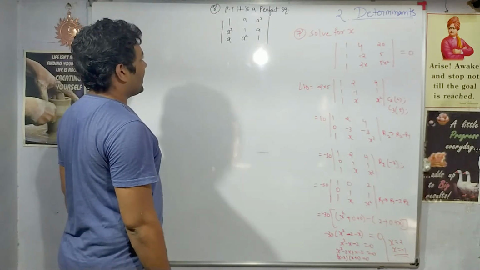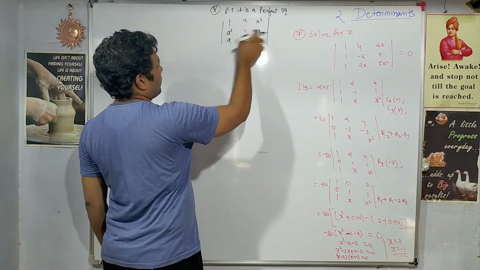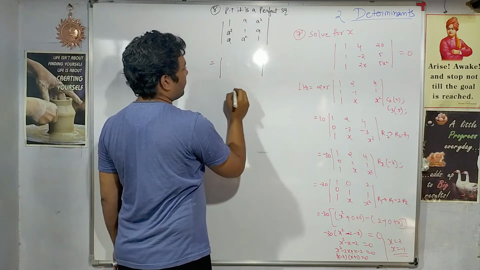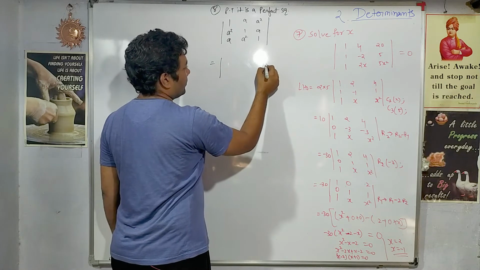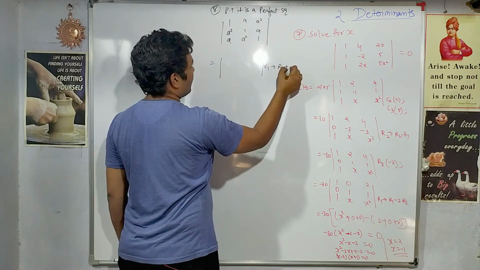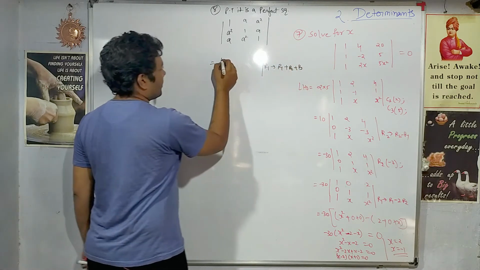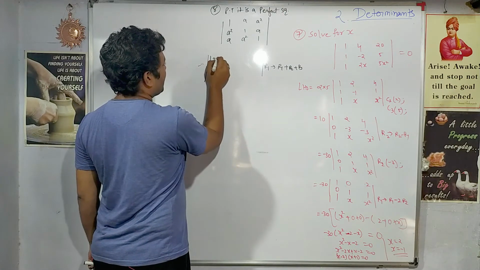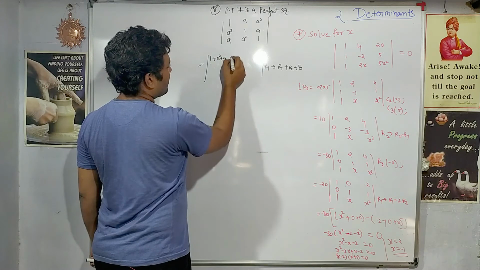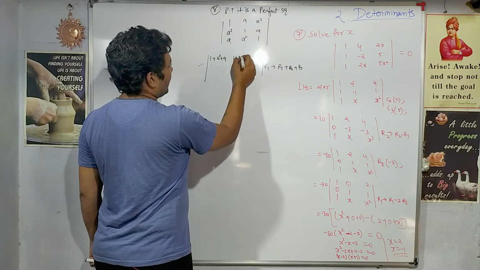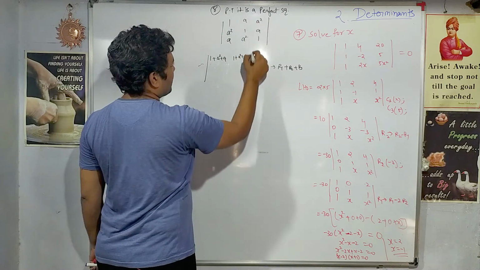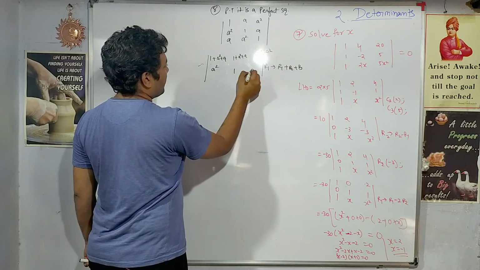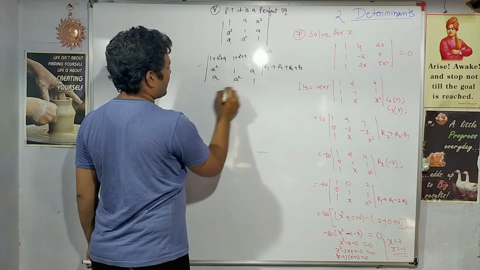So if I add all the rows into the first row, I will carry out the operation on row 1. The operation will be R1 plus R2 plus R3. So the first row will become 1 plus a square plus a. Here also it will become 1 plus a square plus a, and here also it will become 1 plus a square plus a. The second row remains as it is, and the third row also as it is.